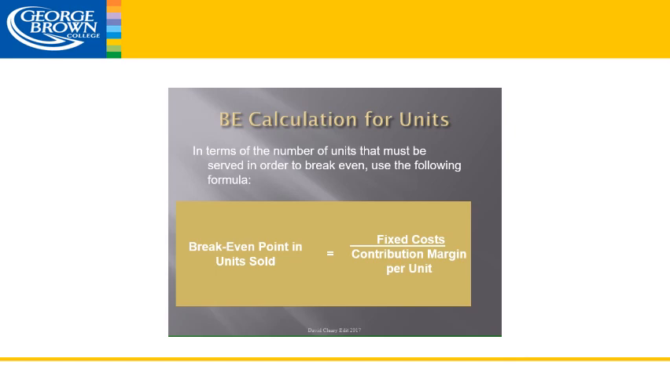And finally, we have our break-even point in units. So while it's good to know how much sales you have to have to break even, it's also important to know how many units you need to sell in order to break even. We do this in a very similar way to the dollar method by taking our fixed costs and dividing it by our contribution margin per unit, which again is our sales price minus our variable costs per unit, and that equals the number of units we need to sell in order to break even.